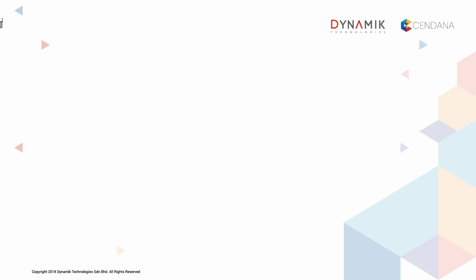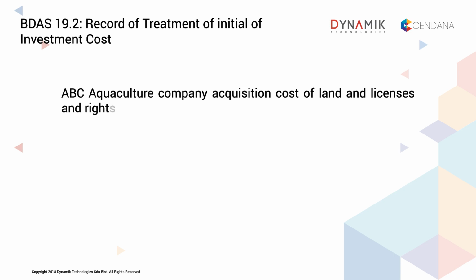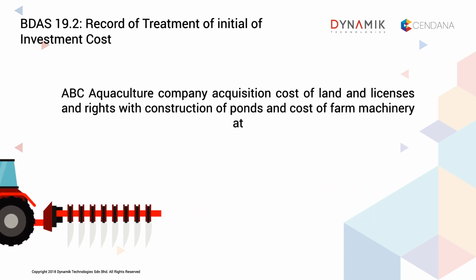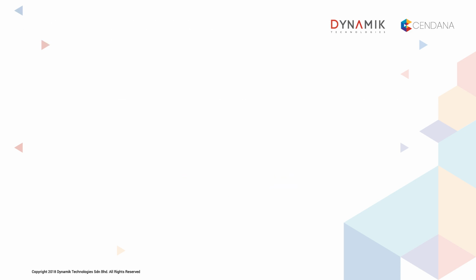Next is to record treatment of initial investment costs under BDAS 19.2. Let's assume the following scenario. ABC Aquaculture Company incurred acquisition costs of land and licenses and rights, with construction of ponds and the cost of farm machinery, at $100,000. It is important to note that the expenditures are to be capitalized as non-current assets in accordance with BDAS 3. From here, we can extract the following.